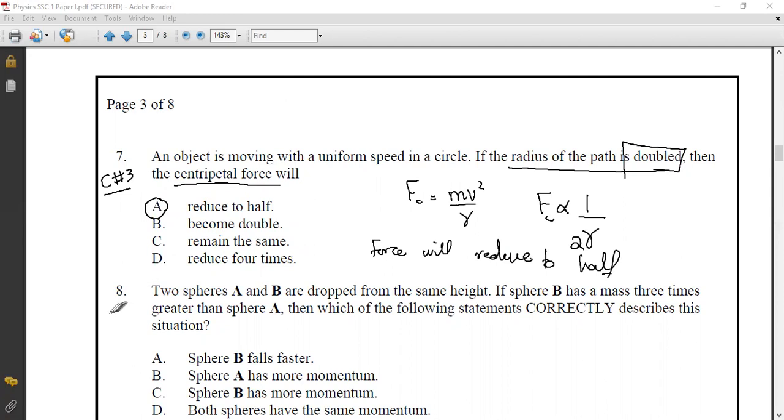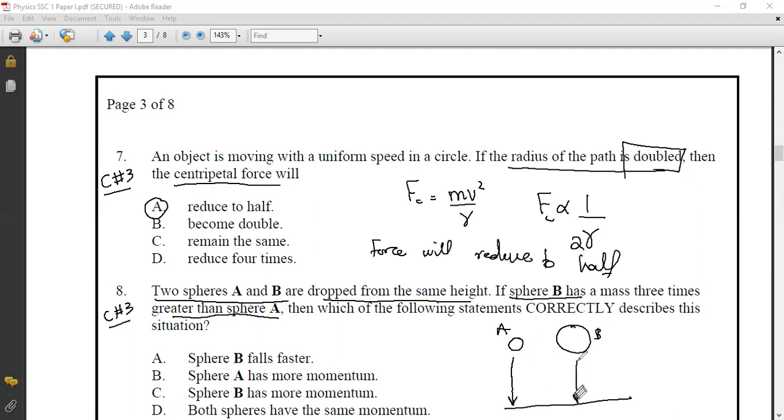Next, we have question number 8, that is also from our chapter number 3, Dynamics. In this question, we have two spheres A and B, and they are dropped from the same height. The sphere B has mass 3 times greater than the sphere A, so one sphere is lighter while the other sphere is heavy. Let's say this is sphere A and this is sphere B. According to Newton's theory, these two balls will fall towards the ground in the same time. They will reach the ground in the same time, and the velocities of both the bodies will be the same.